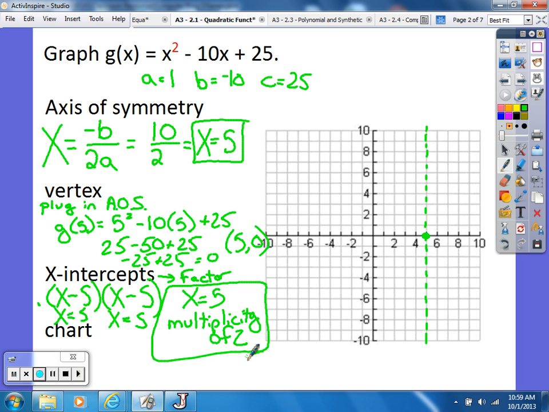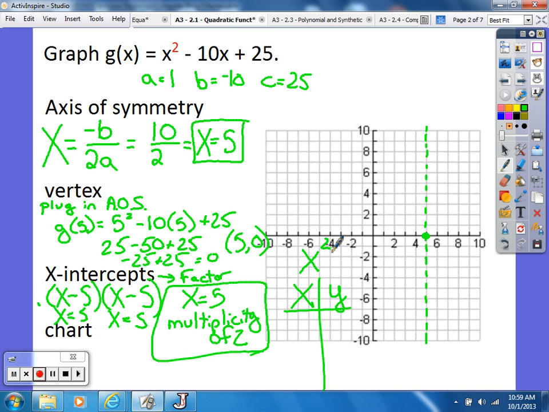So now we need to make a chart, right? I like to make my charts very simple. I don't want to have to use that entire equation. So what I like to do is go back to my parent function. What's the parent function? X squared. Okay, the parent function will help me to make the chart.